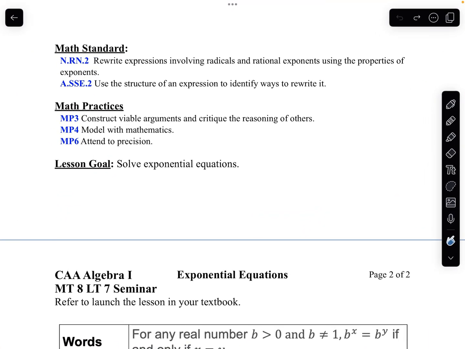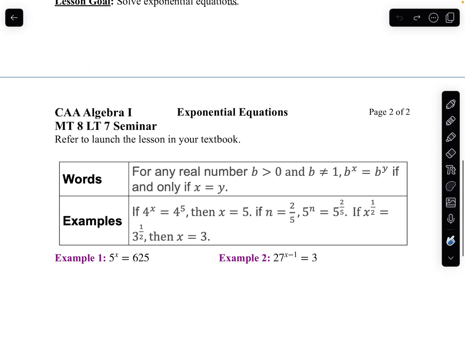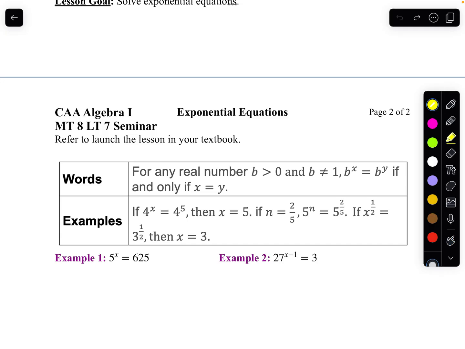So when we solve an exponential equation in Algebra 1, we're going to make the bases the same. There are other ways to do this, but this is the way we're going to do it in Algebra 1. You'll learn about other ways in Algebra 2. So you need to make the bases the same. Always change the bigger number to the smaller number.